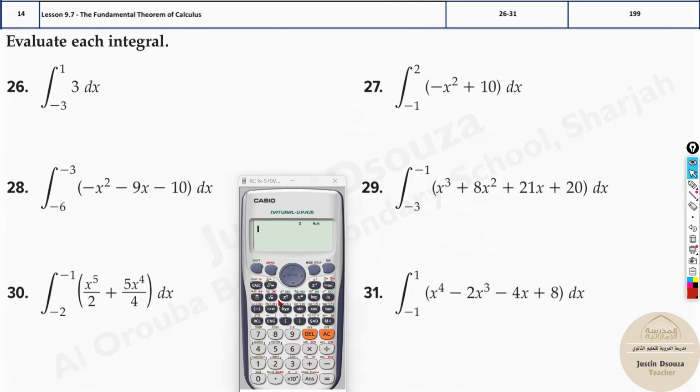All you need to do is type it out as it is: integral from minus 3 to 1. What happens? The answer is 12. In the same way you can do any other problem. Integral, type it out as it is.